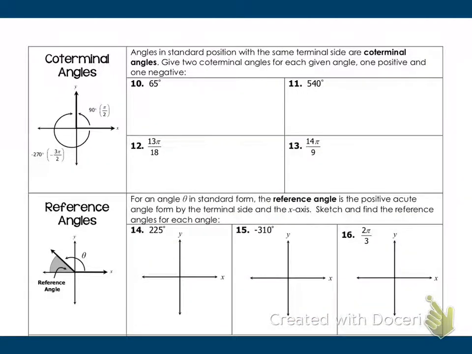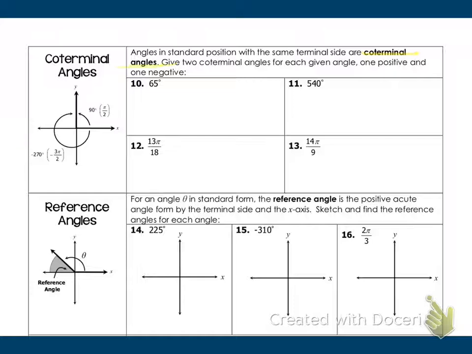So in this lesson, we are learning lots of new terminology, and the next up is the term coterminal angles. So what does it mean for an angle to be coterminal? A coterminal angle basically means an angle with a different measure that ends up in the exact same position. So angles in standard position with the same terminal side are called coterminal.